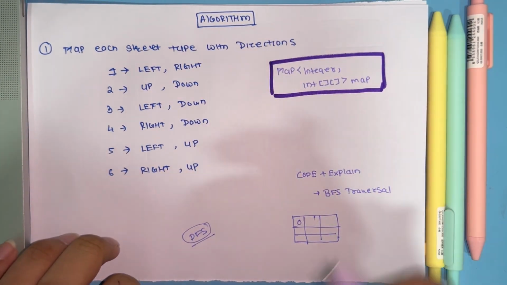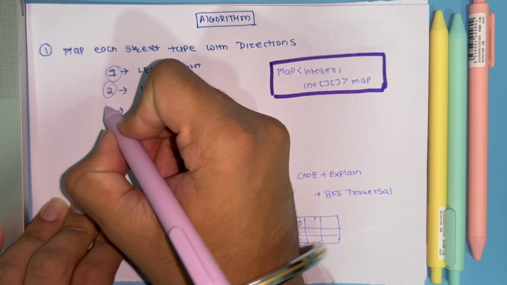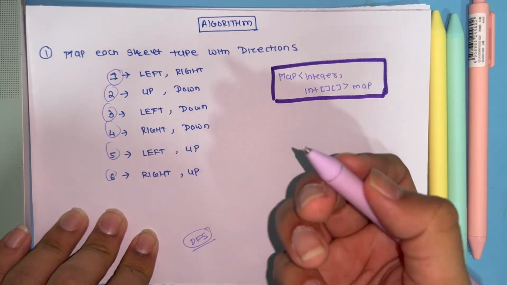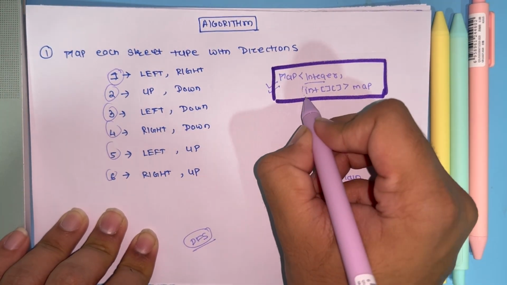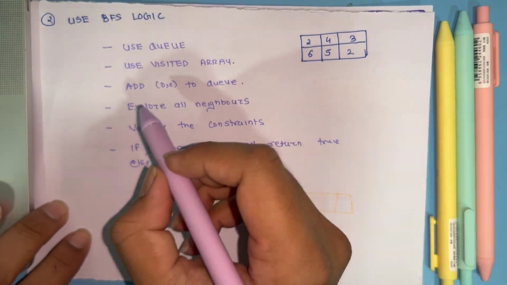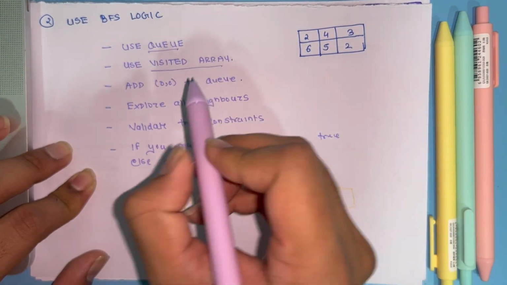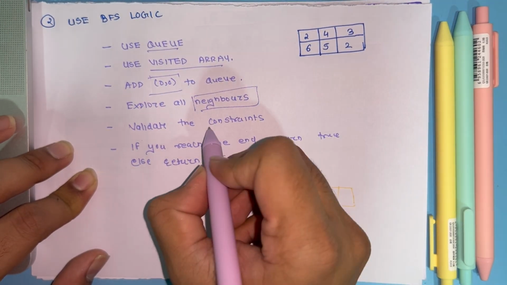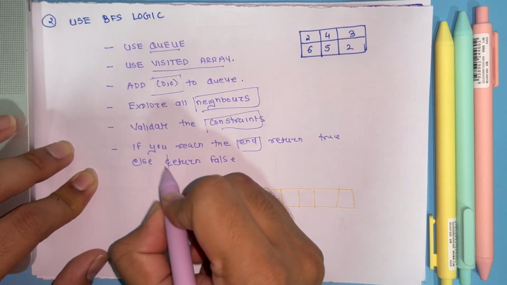Before going to BFS, we have been told that all these numbers 1, 2, 3, 4, 5 and 6 are associated with directions. So for that we'll just store these things in a map of integer and a 2D array. For BFS we'll just stick to the normal algorithm: use a queue, use a visited array, add 0, 0 to the queue, explore all the neighbors, validate the constraints, and if you reach the end, just return true, or else return false.